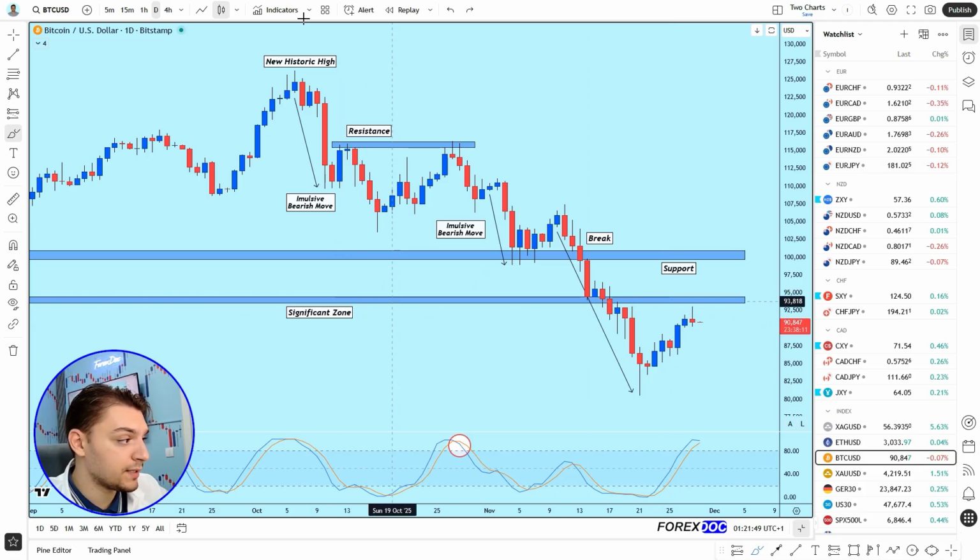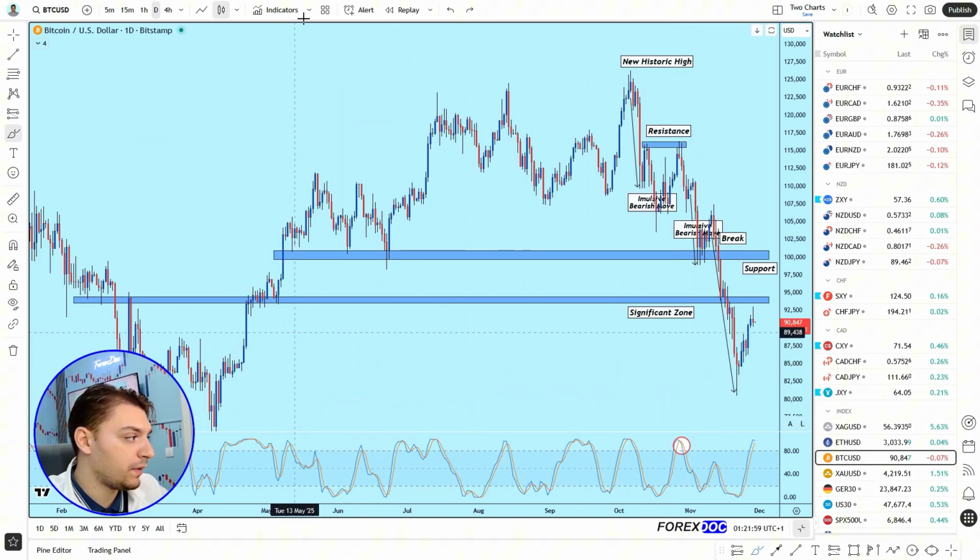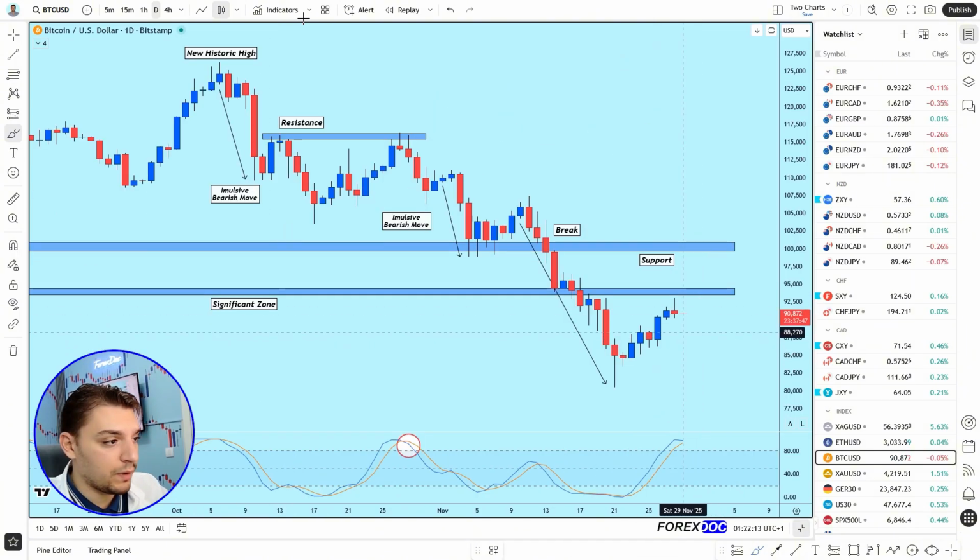Also what we have here is this significant zone. If we look left, we will see that this zone acted both as a support and as a resistance. Ideally what we want to see is another bullish move to test this significant zone and a stochastic RSI sell indication, and we can already see that stochastic RSI is giving us a sell signal.